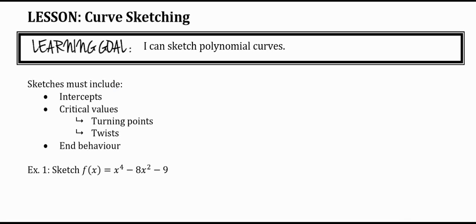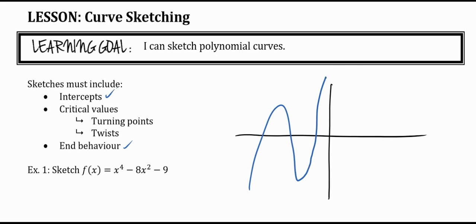Okay, so previously, if we were sketching a polynomial, we would get the intercepts and the end behavior, and it would look something like this. Let's say we're doing a degree 4. That's what we are going to do. It's not the same one, but that's fine.